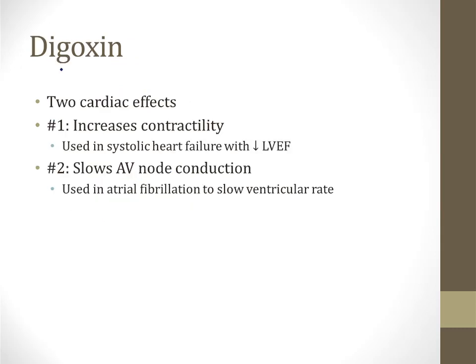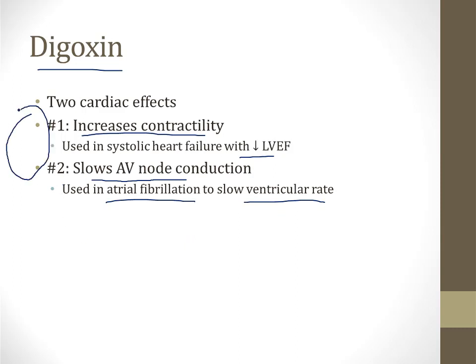The last antiarrhythmic drug I'll talk about in this module is digoxin. In the video on acute heart failure, I talked about using digoxin in the management of systolic heart failure because it increases contractility, and that is one of its two cardiac effects. It can increase contractility, and this is helpful when patients have a reduced ejection fraction. It also, however, has a separate effect that is useful as an antiarrhythmic, and that is that it slows AV node conduction, and for this reason it can be used in atrial fibrillation to slow the ventricular rate similar to beta blockers and calcium channel blockers. So let's review both of these mechanisms right now.